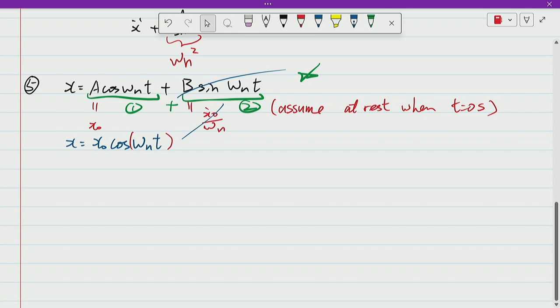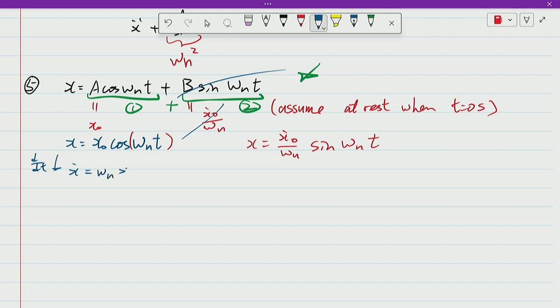So yeah, I guess there's two ways to do this. Either way will give you the same answer, but rather than assuming initially at rest, you can also assume initial displacement is 0. Then that's going to give you x is equal to x dot naught divided by omega n sine omega n t. The idea is that when you have x, you're going to differentiate it with respect to t. So the x dot is going to be omega n x naught sine omega n t. And then if you differentiate it with respect to time again, that gives you acceleration.